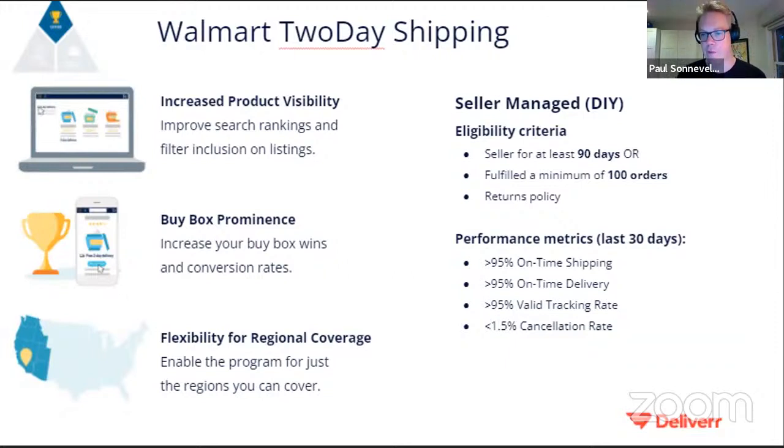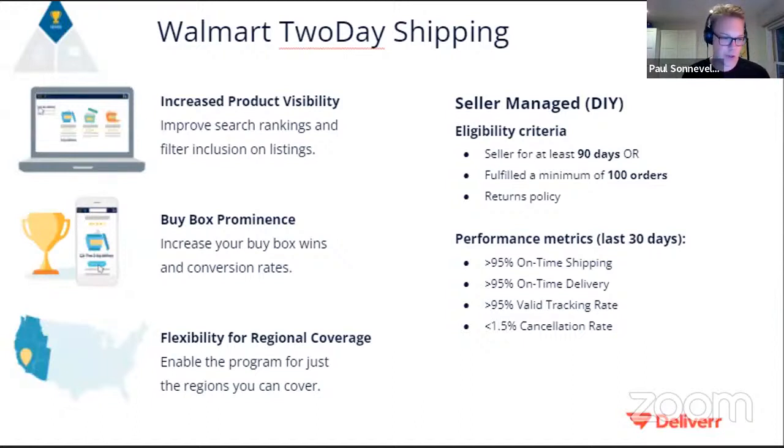So that includes a 95% on-time shipping, 95% on-time delivery, 95% or greater valid tracking rate, and the cancellation rate of less than 1.5%. So, not easy metrics to deliver. Certainly, if I'm thinking about last year in Q4, with a lot of the challenges around supply chain logistics, even last mile delivery in many regions in the US, this would have been hard. But I think as things start to normalize, it's certainly possible to do this.